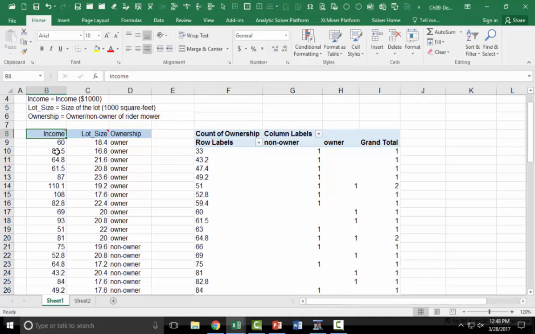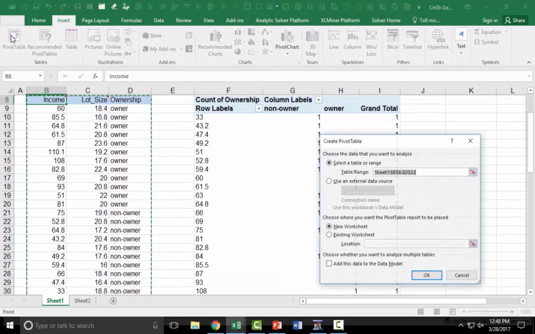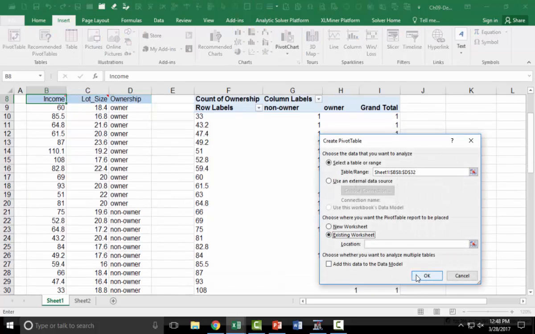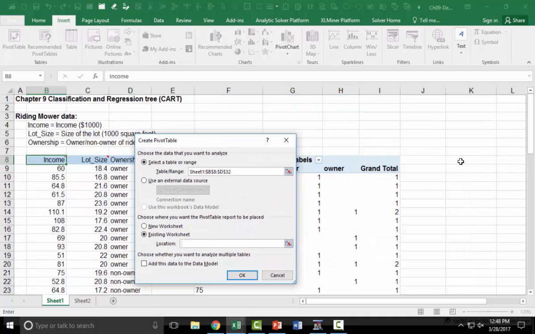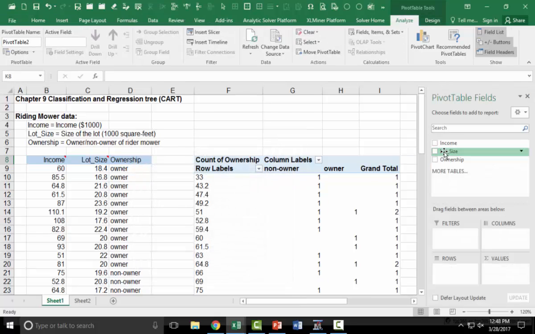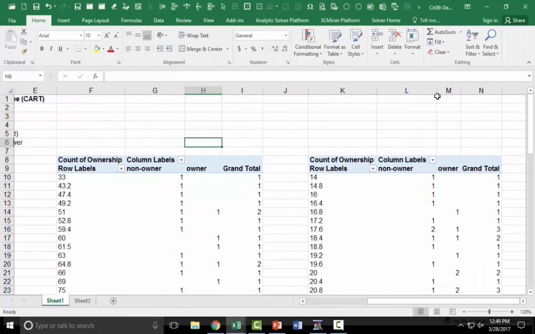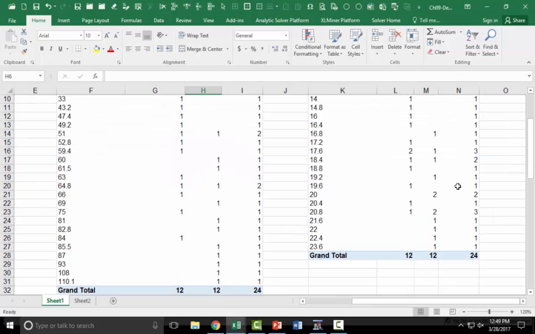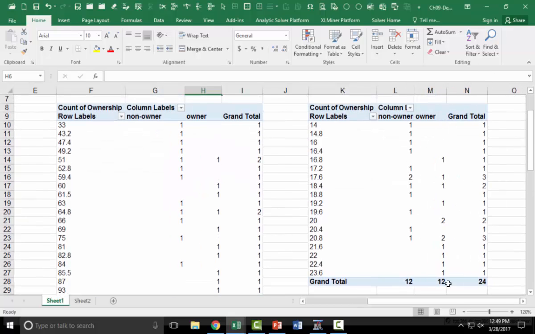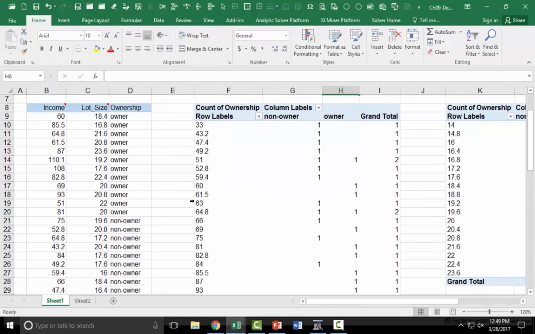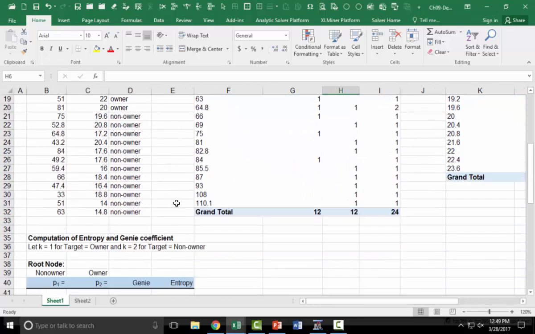So now let's do one more. This one I'm going to put right next to here, so let's start from here, and we'll use the second predictor. All right, so now we have the second predictor frequency distribution, and we should be able to compute the probabilities and the Gini index from these.